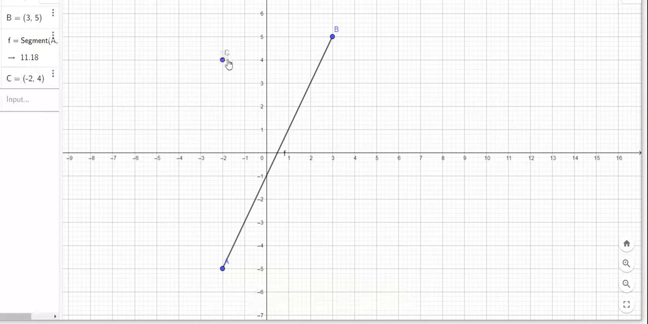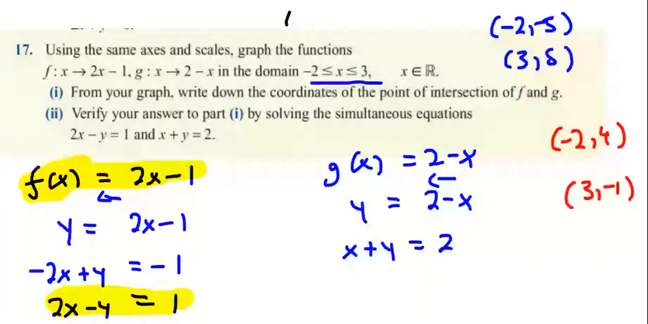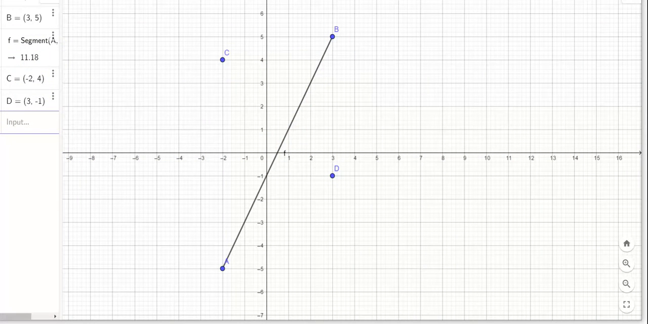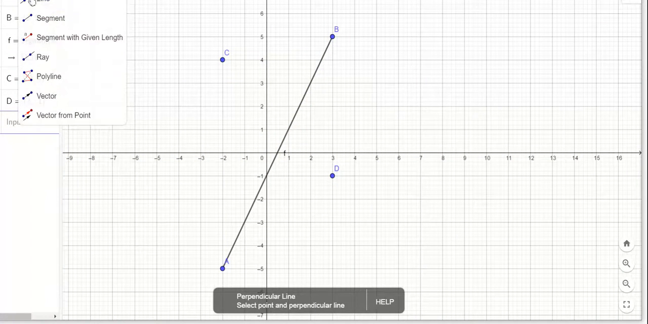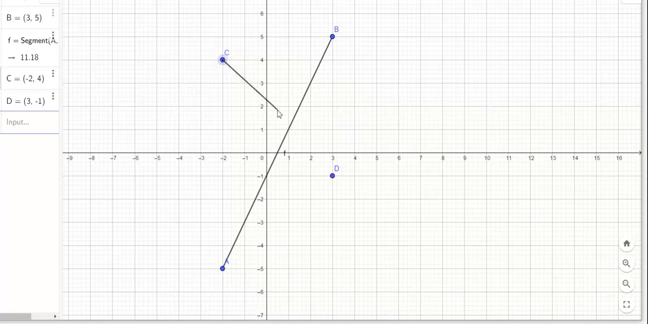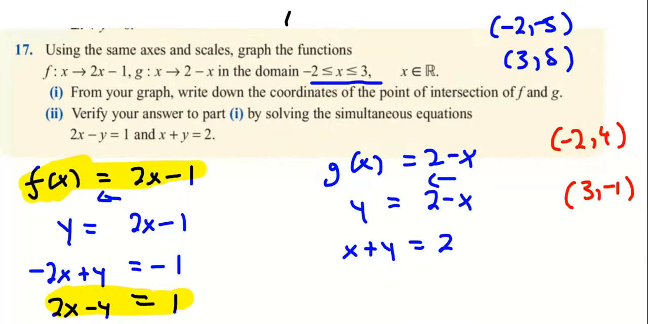-2, 4, and finally 3, -1. Always double check. We're all good. Should be able to draw that line now, pretty handy. Like so. There's the point of intersection, which is going to be 1, 1. So this is the point 1, 1.